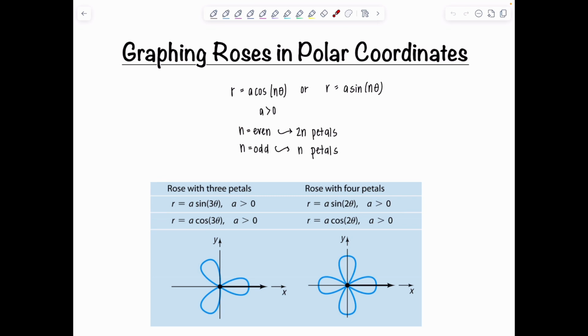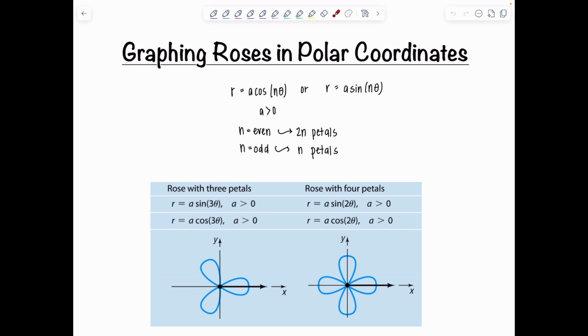So you know you're dealing with the graph of what we call a rose if the equation has the following form. Either r equals a cosine n theta, where n is some constant, or r equals a sine n theta. A is always positive. Now if n is even, then you have 2n petals. You have double that number of petals. And then if n is odd, you have exactly n petals.